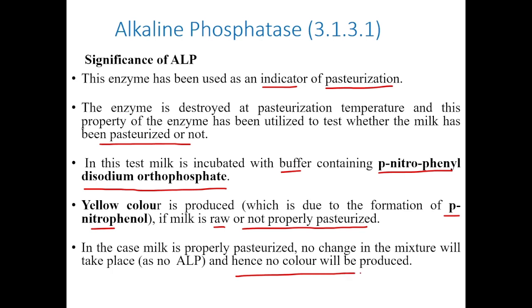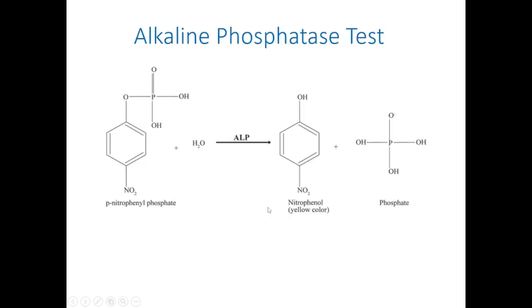Obviously if ALP is not there, then it won't act on the substrate, and then yellow color production won't take place. So this is the reaction. So this is the substrate para-nitrophenyl phosphate, and then alkaline phosphatase acts on it, and then we have the nitrophenol, which is yellow in color. And if pasteurization has taken place properly, then the yellow color won't be produced, your para-nitrophenol won't be produced.